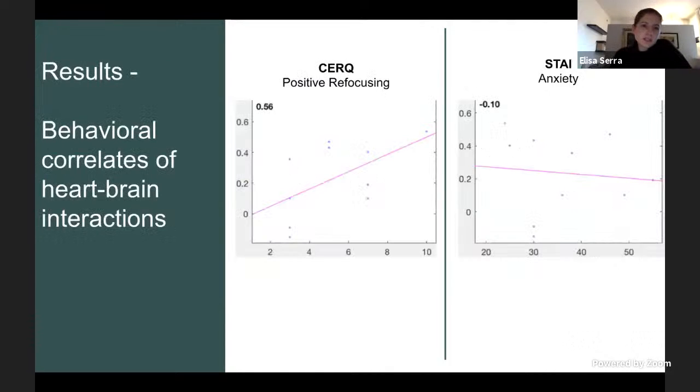And in fact, we did find some correlation between these factors. In the cognitive emotion regulation questionnaire, we had a correlation of 0.56. Unfortunately, it wasn't significant. I think it was just below significance, 0.06, if I'm correct. And for anxiety, we had a slight negative correlation, but it also wasn't significant, but it was a start.